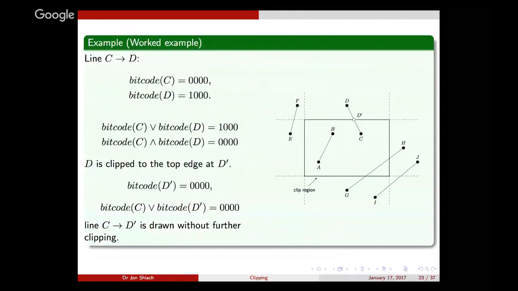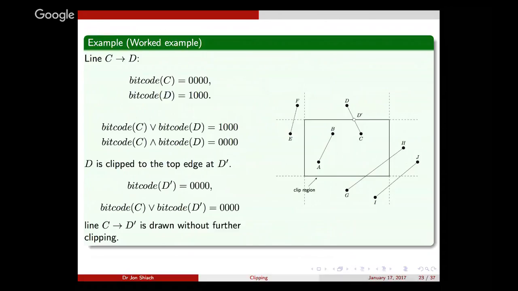Let's have a look at C to D. Okay, now C is within our rectangle, but D is above. So we've got a 1 in the first bit location. So if we do bit code C or bit code D, we get 1, 0, 0, 0. That's not equal to 0, so we have to do something. If it was equal to 0, we wouldn't have to clip, but we do.